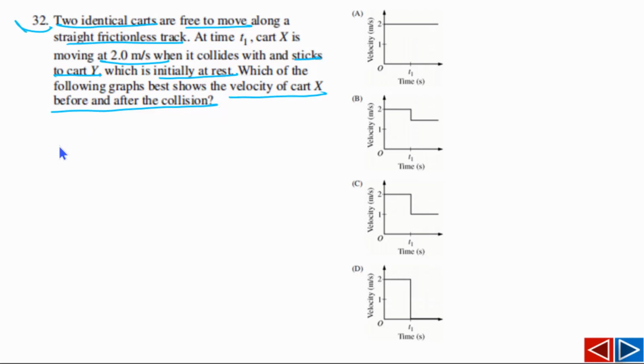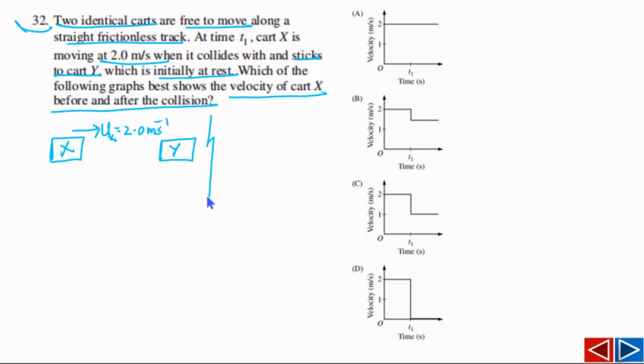In order to answer this question, we can simply sketch. First of all, imagine this is cart x, and it is moving to the right with initial velocity ux, equal to 2.0 meters per second, and cart y is at rest. So this is cart y, this is at rest.